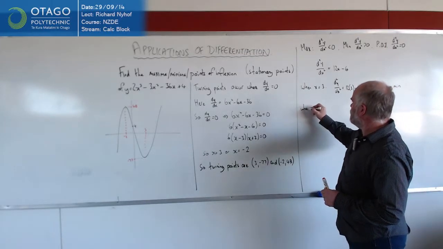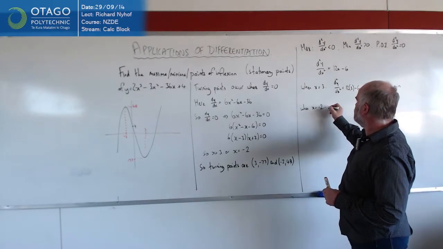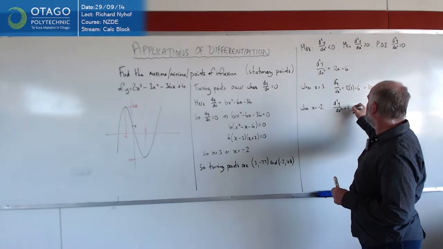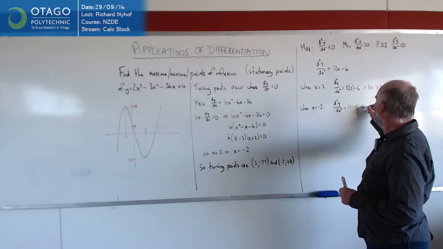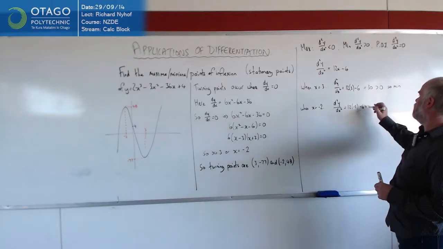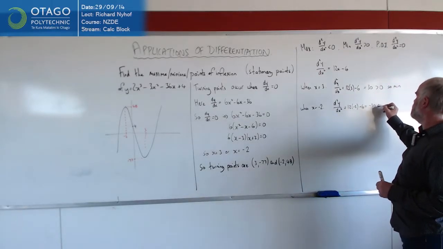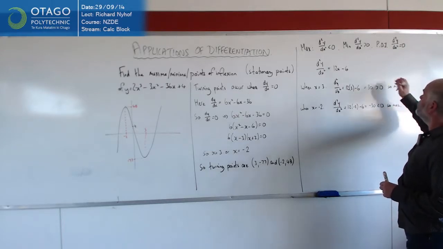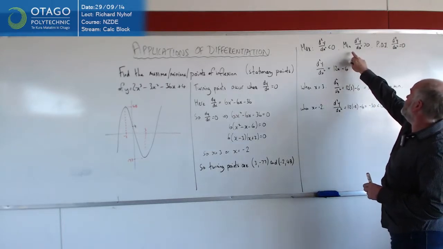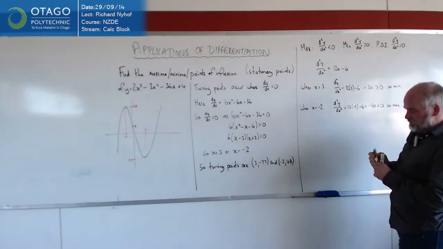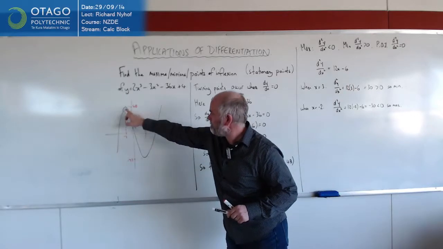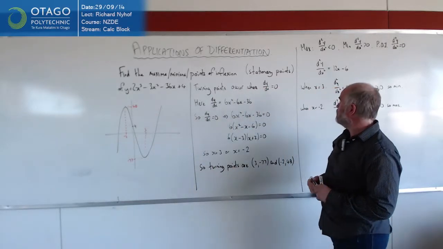And when x equals negative 2, my second derivative is 12 lots of negative 2 minus 6. Negative 24 minus 6 is negative 30, less than 0. And if it's less than 0, we know we have a maximum. So again, I'm claiming when x equals negative 2, I have a maximum. It seems to work out pretty well.